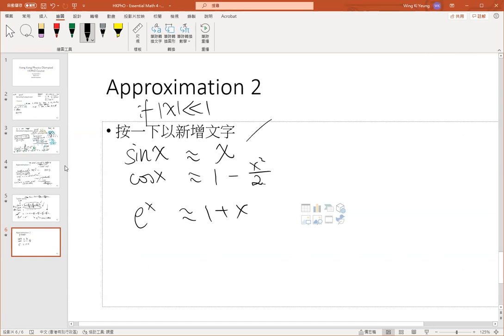Okay. Remember that the x in sine x and cosine x should be in radians. They are not in degrees. So you can't say, if you say 0.1 degrees is very small, it's not equal to 0.1. Okay. In your calculator, you need to change it to radian mode, and then you can see that they are very close to each other. So these are the approximations that we are going to use later on.